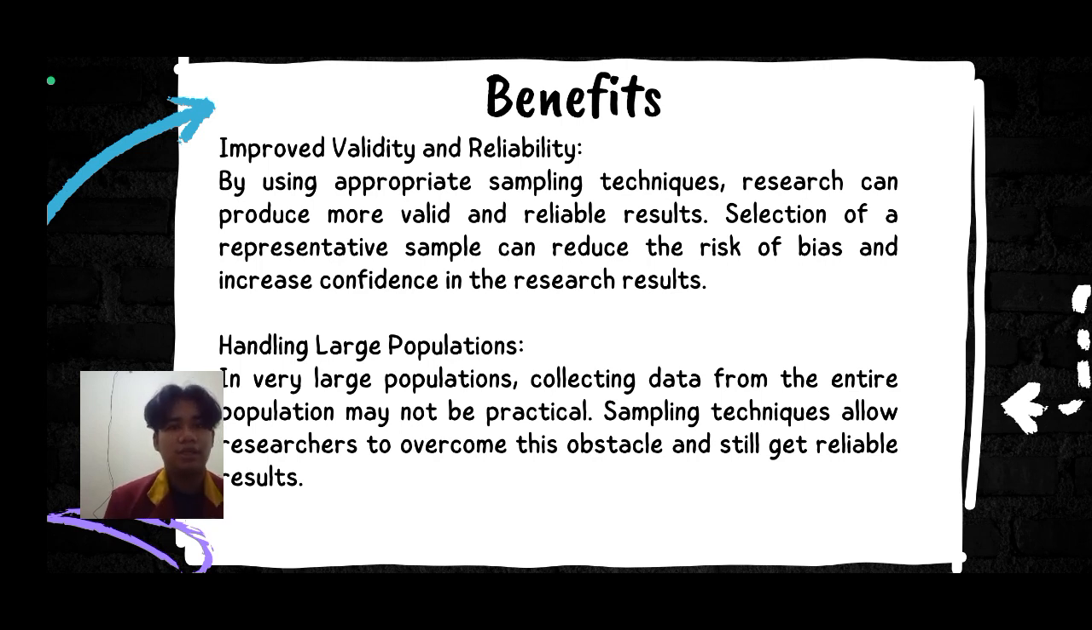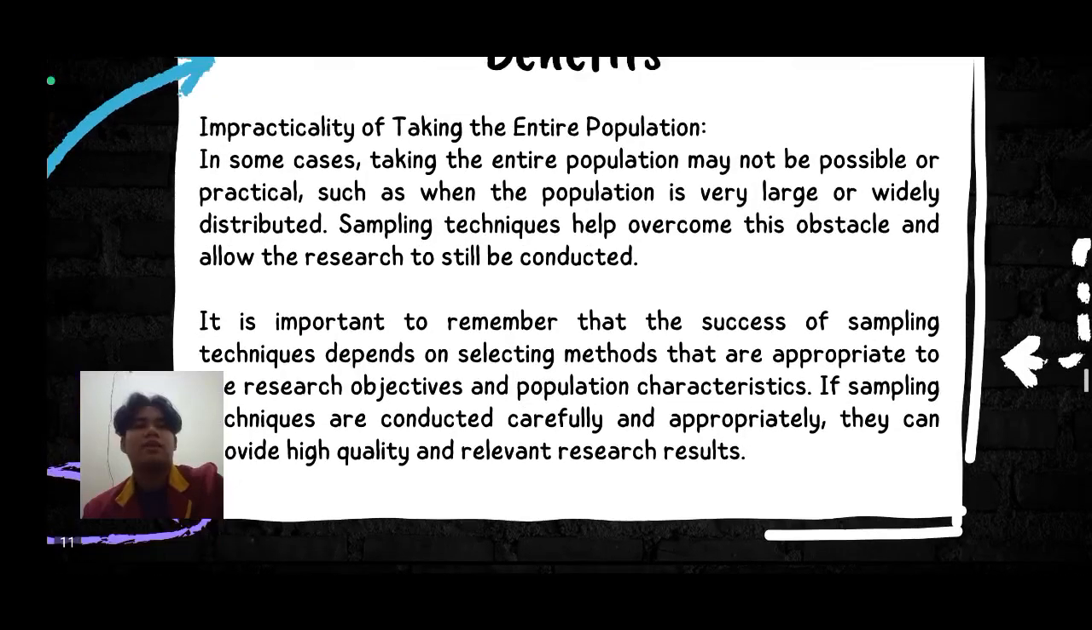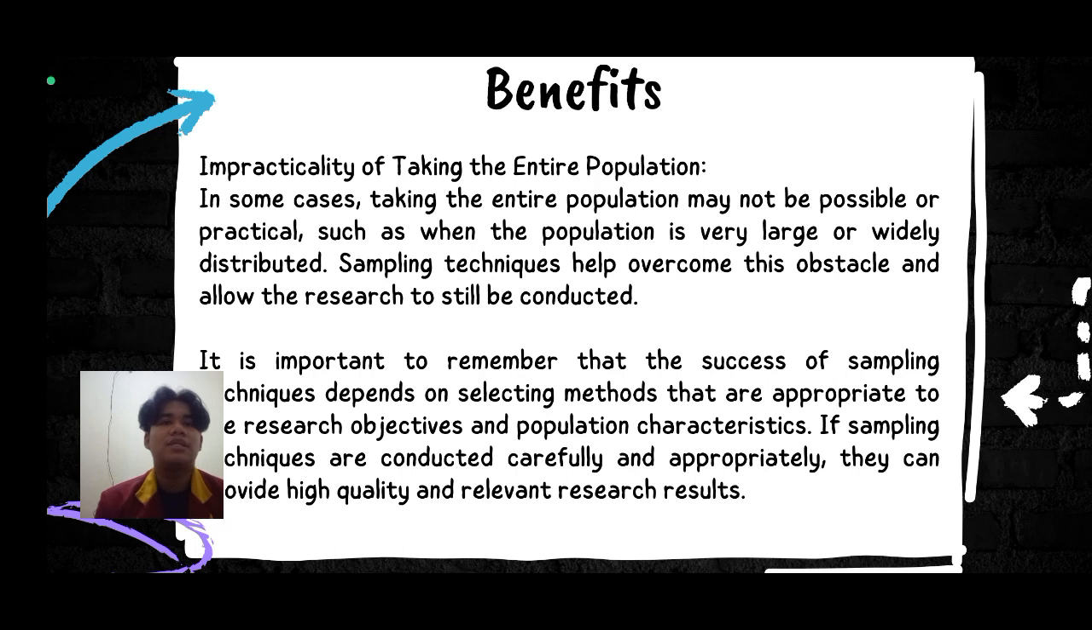Handling large population. In very large population, collecting data from the entire population may not be practical. Sampling technique allow research to overcome this obstacle and still get reliable results. And then impracticality of taking the entire population. In some cases, taking the entire population may not be possible or practical, such as when the population is very large or widely distributed. Sampling technique help overcome the obstacle and allow the research to still be conducted.